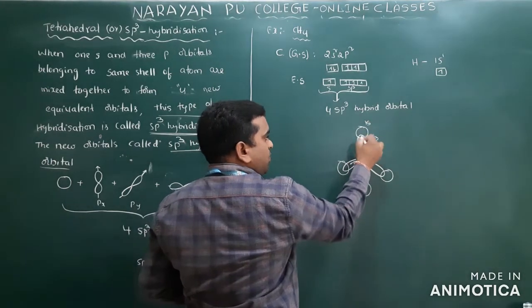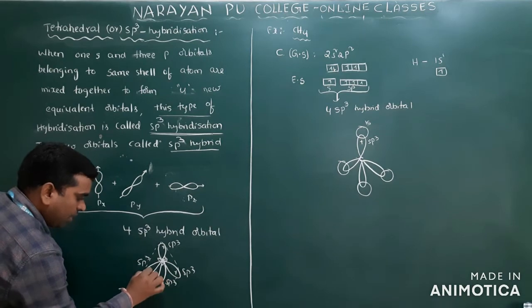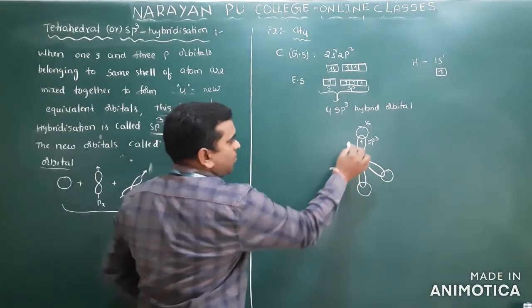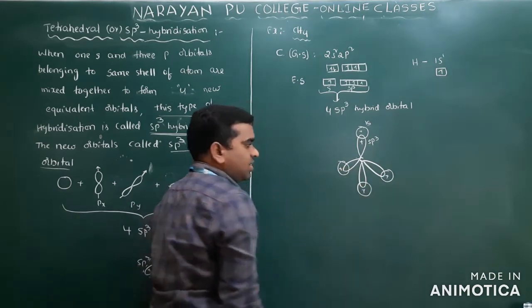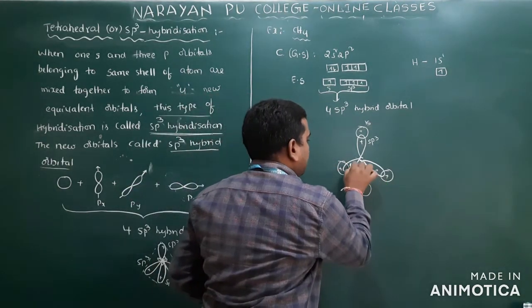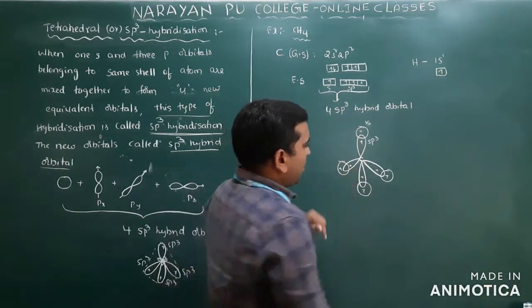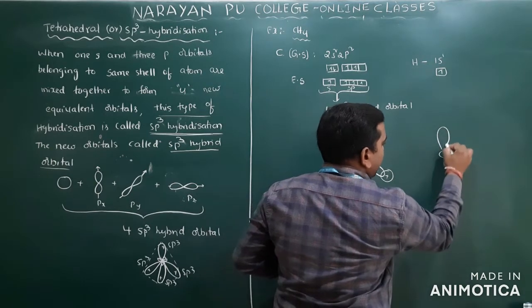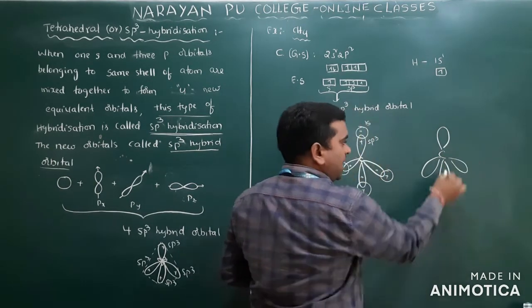Here the lobe is positive. All these are positive. Clear? So here positive, and this is positive. Then positive overlapping. Positive overlapping means what will happen? Bond formation. Simple. You see, all these 4 orbitals, you simply, I will write one off here. Roughly I will write. See, this is 4 sp3 hybridized orbitals.